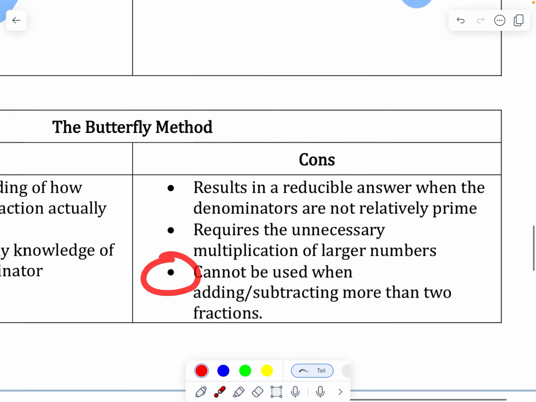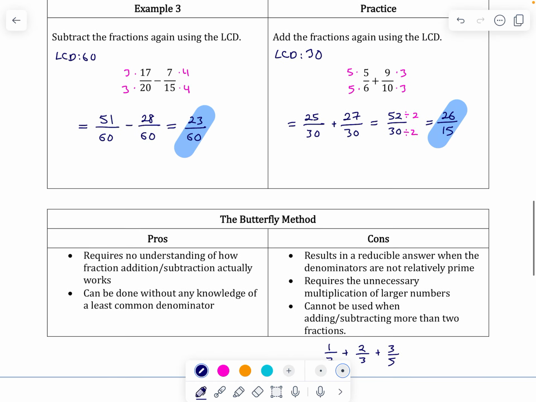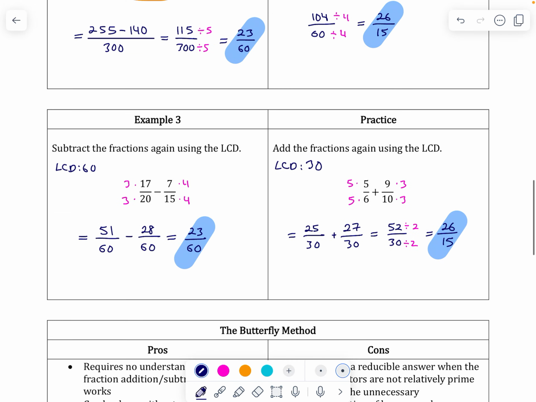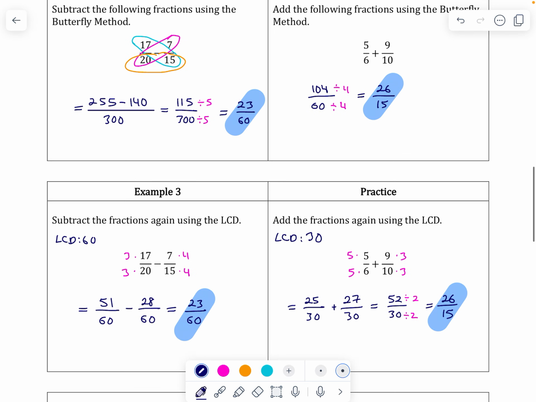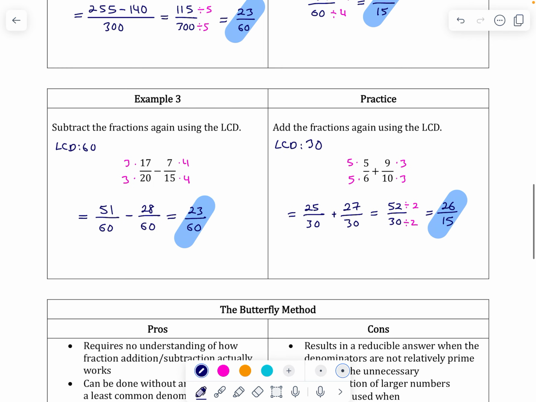And then the third con here says that it cannot be used when adding or subtracting more than 2 fractions. So say you wanted to add 1/2 plus 2/3 plus 3/5. You could get this done using the butterfly method, but you would have to do it twice. However, if you use an LCD, you could get it done in one pass of using an LCD. So good, of course, you're entitled to your own opinion. If you like the butterfly method, it'll get the job done. But with the LCD, you can avoid having to reduce as much, and you can avoid the larger numbers if that is what you prefer.